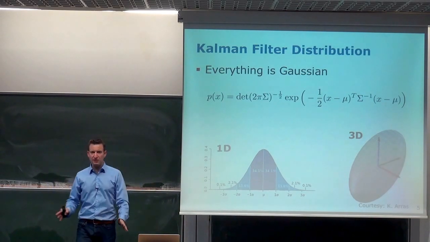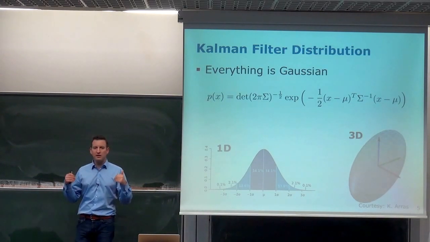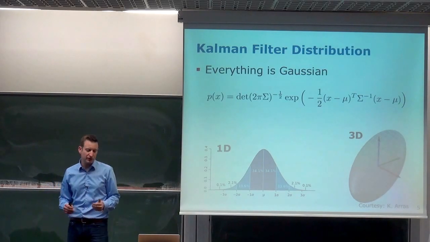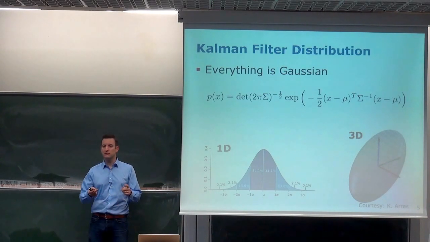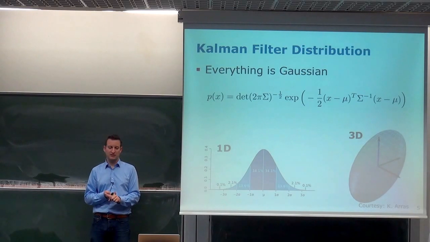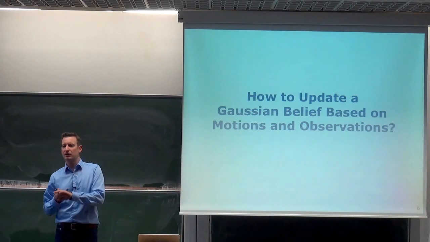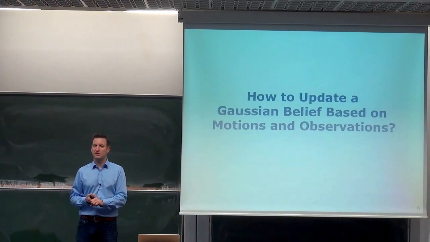Okay, now we have Gaussian beliefs. All models are Gaussians. So we have to evolve our belief from time t-1 to t in this Gaussian world according to the motion or the controls and the observations that are obtained. So the question is how to update my belief according to motions and according to my observations.